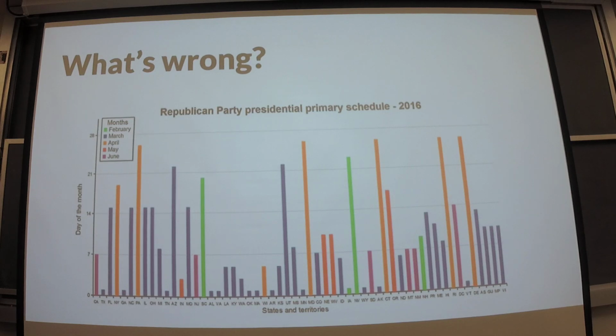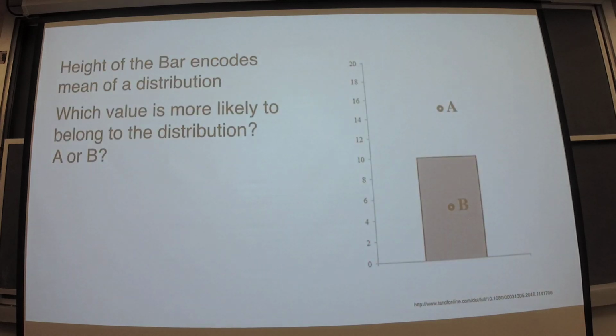Republican Party presidential primary schedule, and so here you have the day of the month as the height of the bars, the states and territories on the x-axis, and the month is color-coded. What? Clearly, this is a humorous example again, but why would you ever do that, right? Just make sure that you pick a chart, axis, and scales that really work with the data. And in this case, you probably want to make a calendar view or something like that.